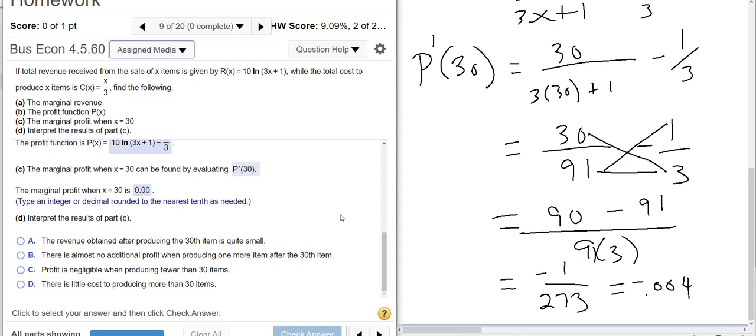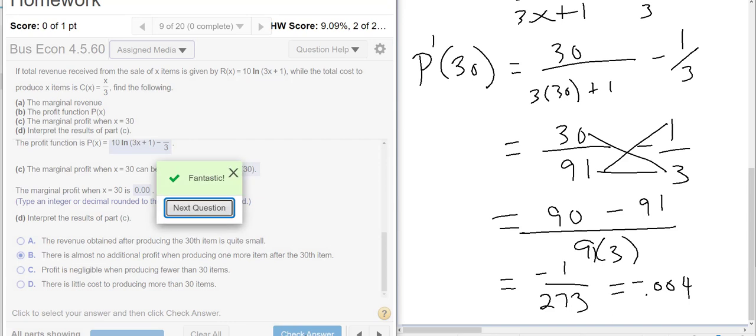What does that mean? Well, that means there's no change, okay? The revenue obtained, nope, it doesn't have anything to do with revenue. This is profit. There is almost no additional profit when producing one more item. Profit is negligible when producing fewer than 30 items. There is little cost of producing more than 30 items. No, it's about how profit changes. So there's basically no profit after this, this is the profit changing at 30. Well, if it's changing by that, there's almost no change in the profit after the 30th item.